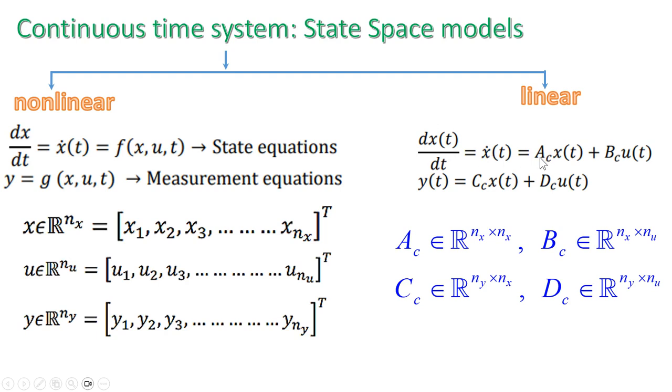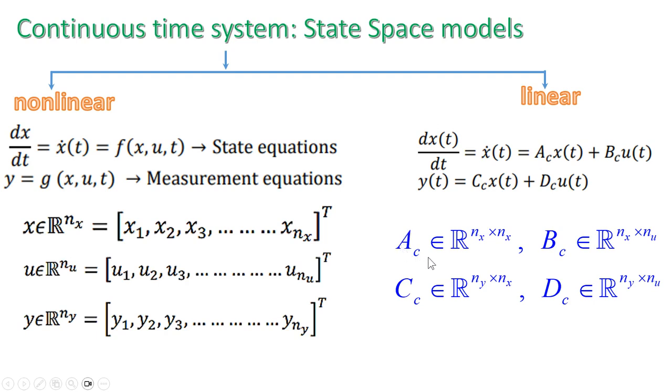Here, AC, BC, CC, and DC are the system matrices. The subscript C means continuous time. The first equation is the state equation, and this is the measurement equation. It is assumed that the students are familiar with the linear state space model from previous courses. Assuming that the number of states, inputs, and outputs are as defined here, we can define the sizes of these system matrices, and we can write it as follows.